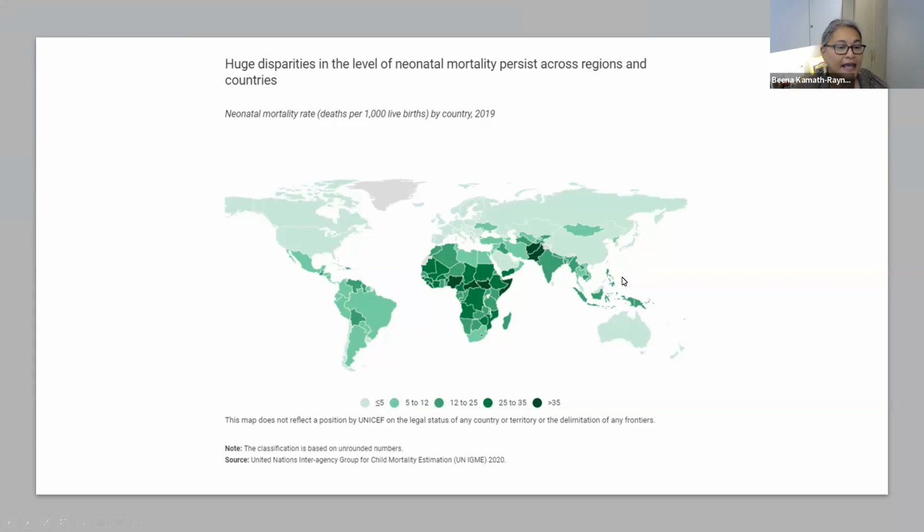So you can see in this sort of heat map, if you will, that in this data from 2020, we're still in areas of Africa dealing with neonatal mortality rates of upwards of 35 per 1,000 live births, and then some areas around Southeast Asia, and those are hot spots for where we need to do further work.